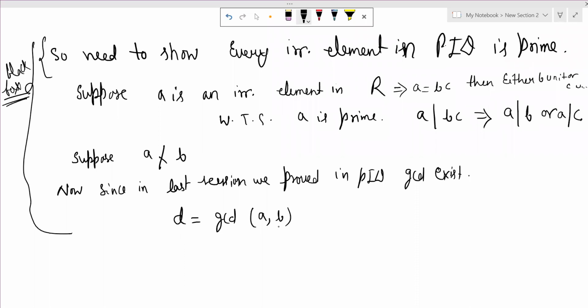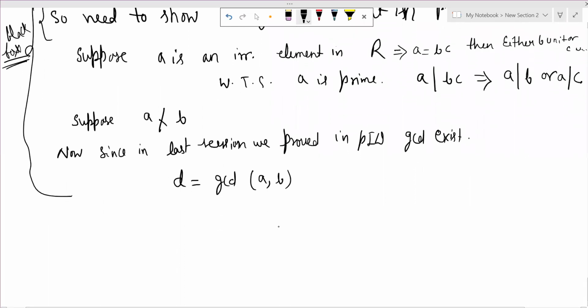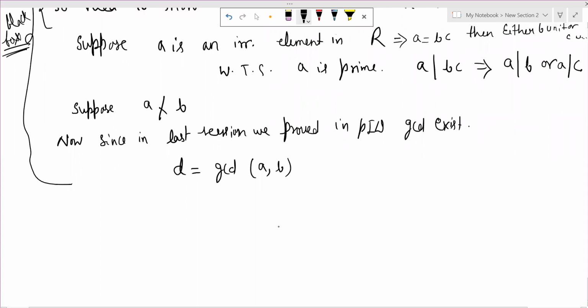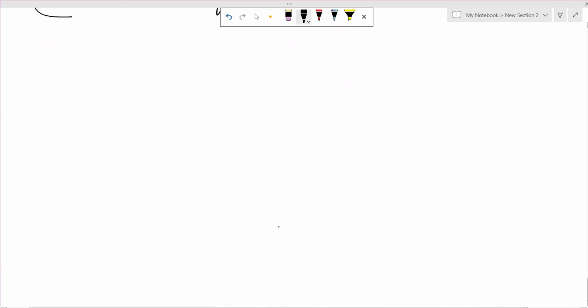So assume this one, every irreducible element in a PID is prime. I mean, this is a serious statement. I guess I proved it in the last session also, but at this time I'm studying this one, so maybe we can see it next time. So every irreducible element is prime. So what do we want to conclude from there? Yeah, so we proved that every irreducible element is prime.